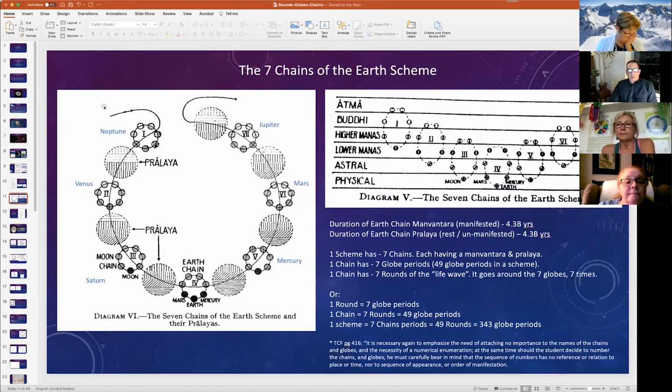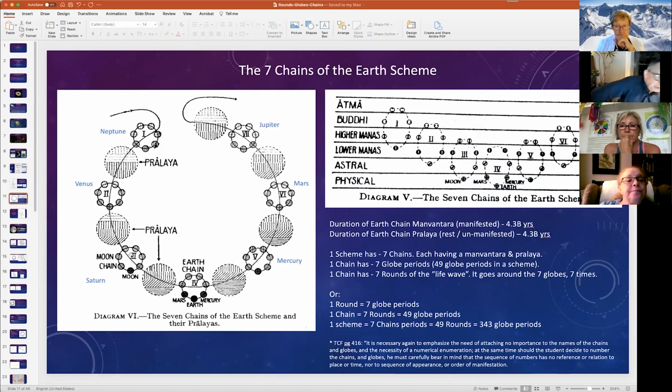The way the life waves move is, the logos of the scheme works first through the first chain, then it goes into pralaya, then it goes through the second chain, then it goes into pralaya, then it goes through the third chain, then it goes into pralaya, and so on, until it gets to where we are right now. So here's the Earth chain, which is the fourth chain of the Earth scheme. And when the life wave goes around these circles, there are 7 of them in a chain, called globes. So basically, all the lives that are working through the scheme go into a chain and go around, and when it's all done, they go into pralaya, and then they go into the next chain and go around, and when it's all done, they go into pralaya, and then into the next chain, and so forth.